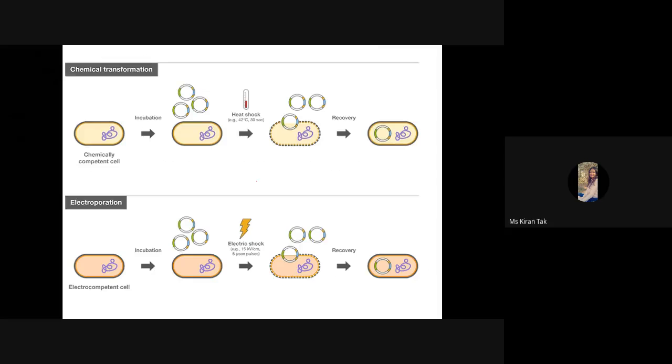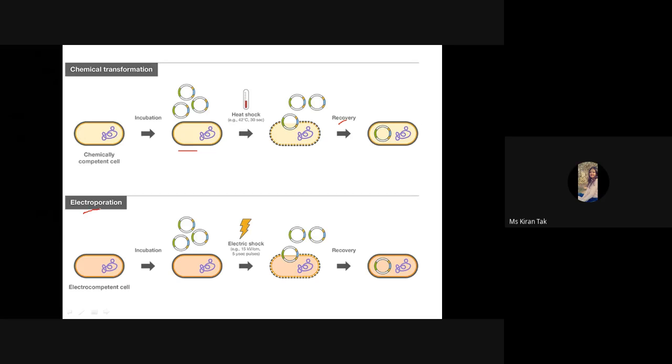The other method is the heat shock method, also known as chemical transformation, in which the host organism is incubated with the plasmid and a heat shock is given, which is 42 degrees centigrade for 30 seconds. In this case the cell wall becomes porous and the plasmid easily gets into the bacteria. After some time, with recovery, the plasmid is inside the cell.